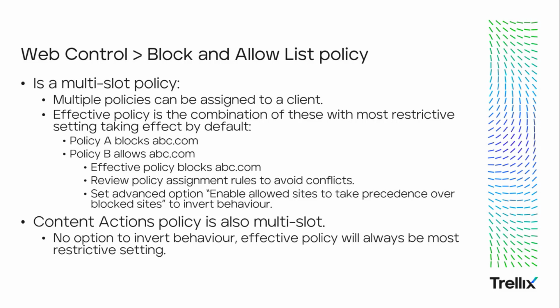And there is an advanced option in the block and allow list. If you click on show advanced options, there's a separate tab, and it will allow you to enable allowed sites to take precedence over blocked sites, which will effectively invert this behavior. So the example would become the opposite. So your policy A and your policy B remain the same, but instead your effective policy now allows abc.com, because there is an overriding allow rule in the set of policies that are assigned to this machine. The content actions policy is also multi-slot, and it behaves exactly the same way, except that you do not have that option to invert the behavior. It will always be the strictest, most restrictive setting that will take effect in the effective policy.